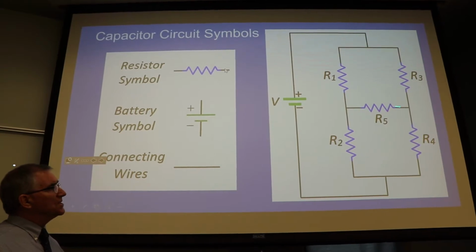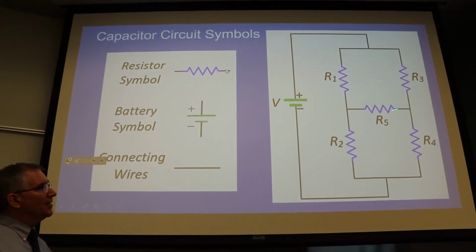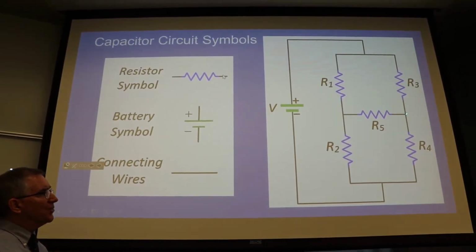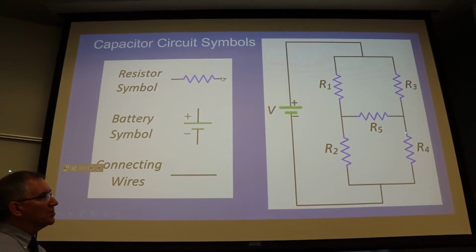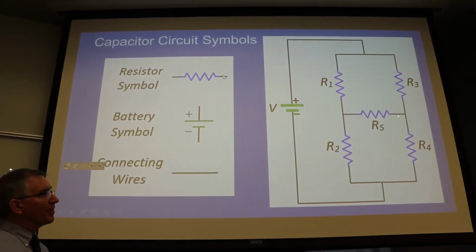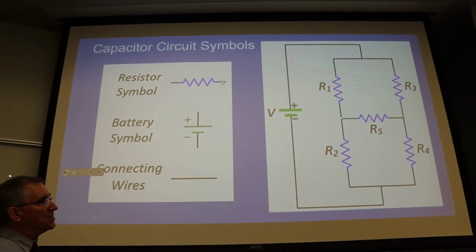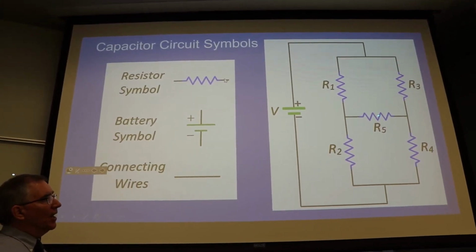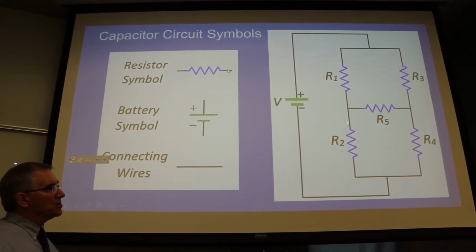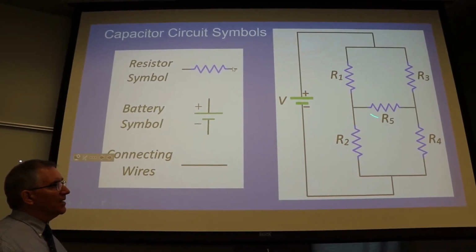But then notice this guy right here. When you get here, the current could split, go down this way or go straight. In fact, it could do that. Or this electricity hits this point and it could go up this way and go straight. So which way is it going to go through here?